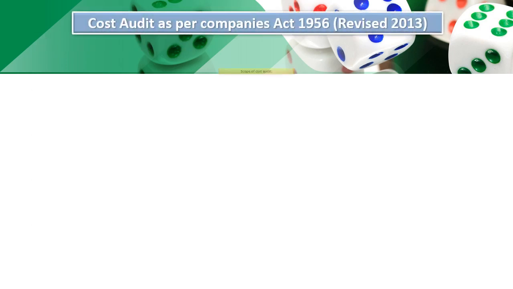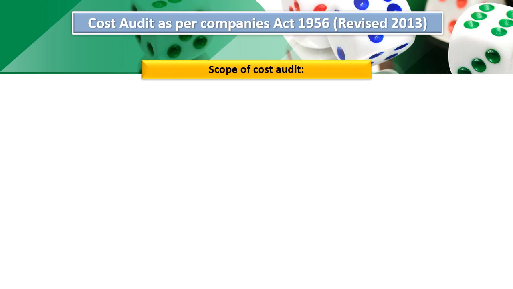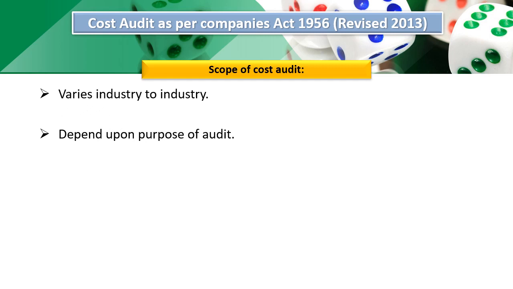Now let us understand the scope of cost audit as per Companies Act 1956, which is revised in 2013. This scope will tell us how the cost audit is to be conducted by the companies. While conducting the cost audit, it should be noted that it varies from industry to industry. That means the nature and the areas to be examined under cost audit differ from one industry to another. Then it also depends upon the purpose of the audit. That means for what purpose or objective the audit is undertaken, whether by the company or by the government, the scope depends upon that purpose.